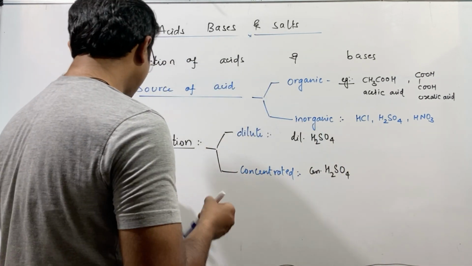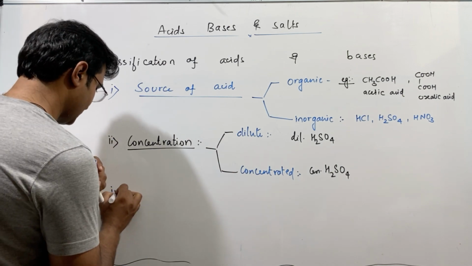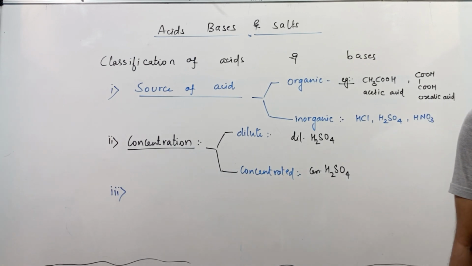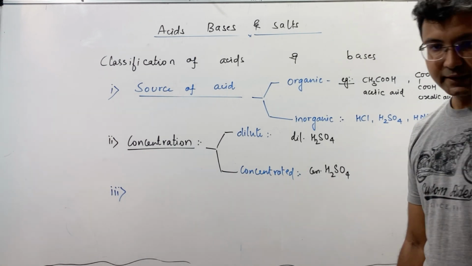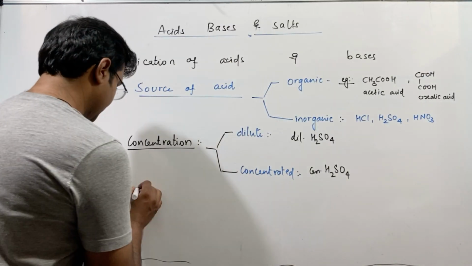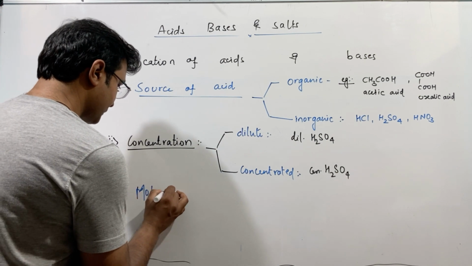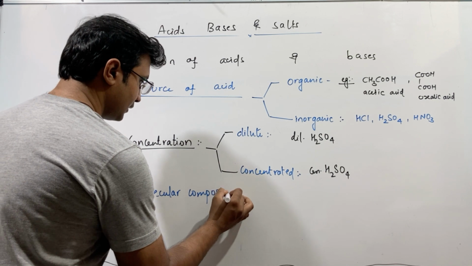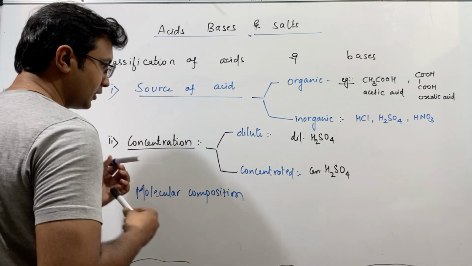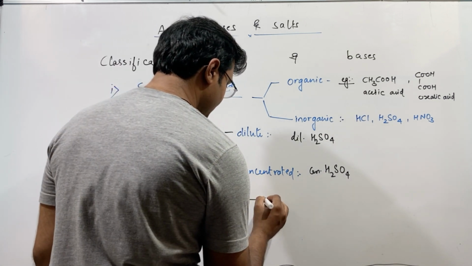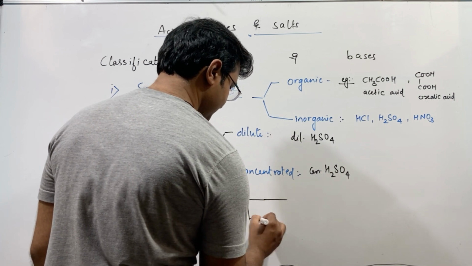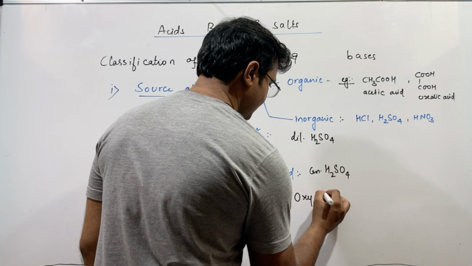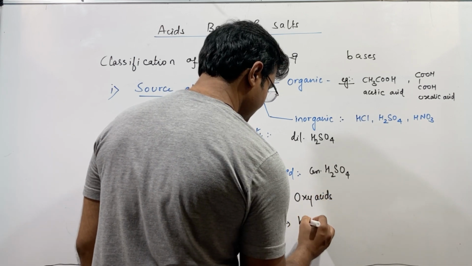Alright, now the third one. Third classification, we'll go ahead whether it is oxyacids or hydroacids. That is, it is depending upon molecular composition. Depending upon molecular composition, it can be differentiated as oxyacids and hydroacids.